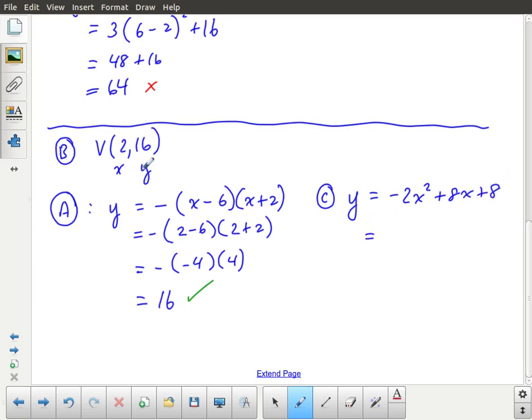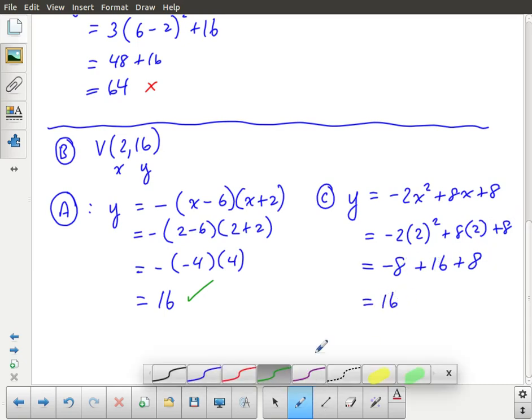And so I go ahead and sub in x equals 2. That gives me negative 2 times 2 squared, plus 8 times 2, plus 8. 2 squared is 4. Negative 2 times 4 is negative 8. Plus 16 plus 8. Negative 8 plus 8 is 0, leaving me positive 16. And in this case, that also matches.